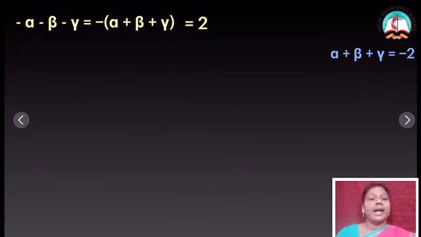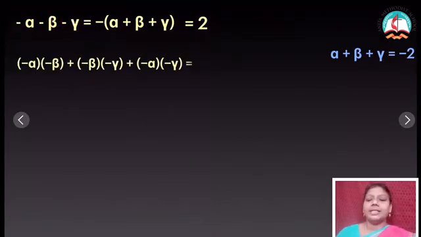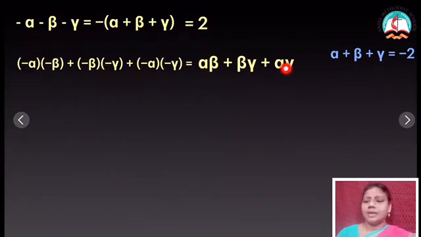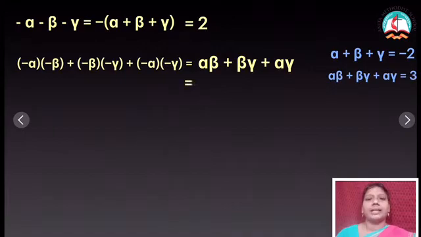What is the next one? I have to multiply 2 roots, then take a summation. If I'm multiplying, all these negatives become positive now. So I will get alpha beta plus beta gamma plus alpha gamma. What is this? Just now we got it. That value is nothing but 3. So I'm just substituting that equal to 3.